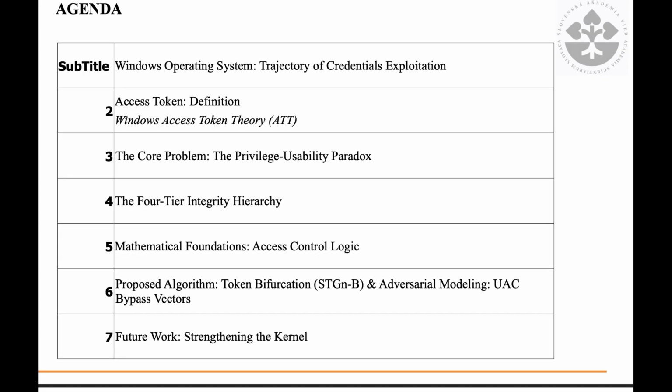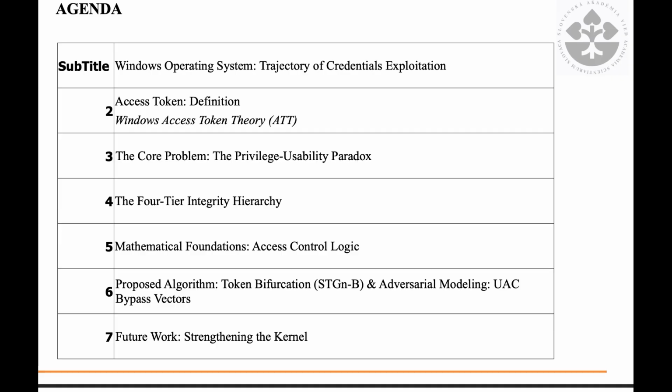Okay, our agenda is as follows. First, the Windows operating system trajectory of credential exportation. The second point will be that we will explain what an access token is and what it's used for. The third point will be the core problem. We will explain the privilege usability paradox. And then the fourth point will be the four-tier integrity hierarchy. And then in the fifth point, we will explain the mathematical foundations of ACL, which is access control logic.